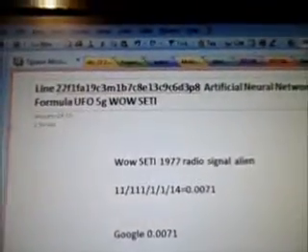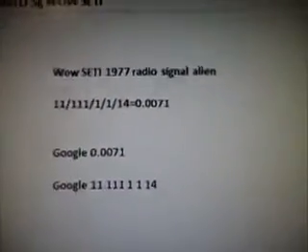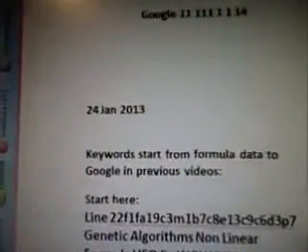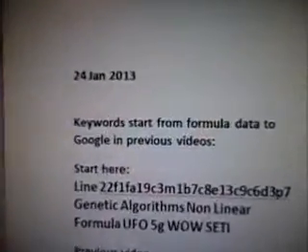22f1fa19c3m1b7c8e13c9c6d3p8. Artificial neural network formula UFO 5G Wow Seti. Here's the alien radio signal. And this is about neural networks in the core of the UFO spaceship engine, communications to deep space alien technology from the WOW data. So January 24th was when I was working on it. Today is the 29th of 2013.